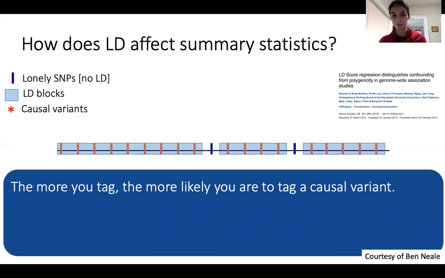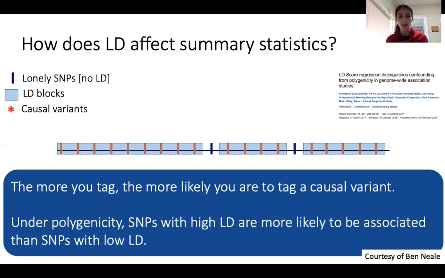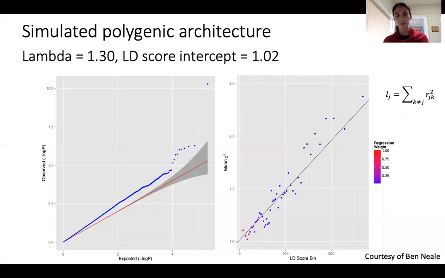And so what this means is that under polygenicity, where we imagine that lots of different causal variants are sprinkled throughout the genome, if you have a SNP that has a lot of LD to other SNPs, then it's more likely to tag a causal variant. And so it's more likely to be associated to your phenotype than a SNP with low LD.